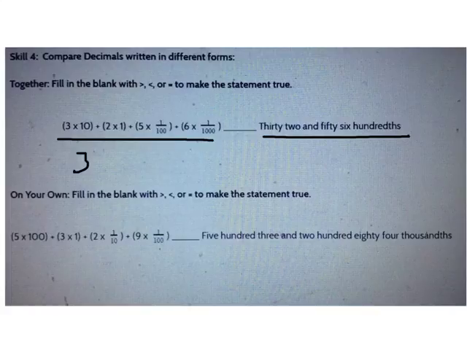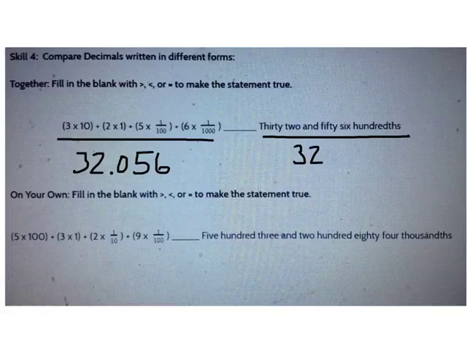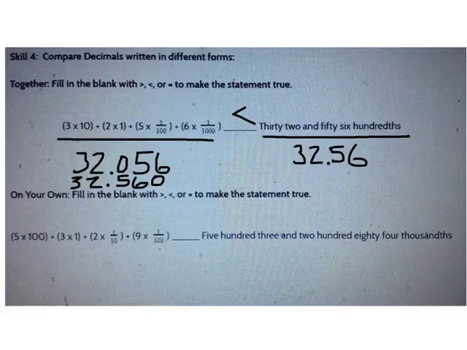Well, 3 is in the tens place, 2 is in the ones place, 5 is in the hundreds place, and 6 is in the thousands place. How do I write 32 56/100 in standard form? Well, 3 is in the tens place, 2 is in the ones place, 5 is in the tens place, and 6 is in the hundreds place. Now I can line my numbers up to compare them. 32 56 thousandths or 32 56/100. Which number is greater? 32 56/100 is greater because 5 in the tens place is greater than 0 in the tens place.